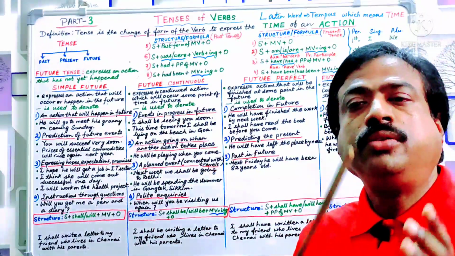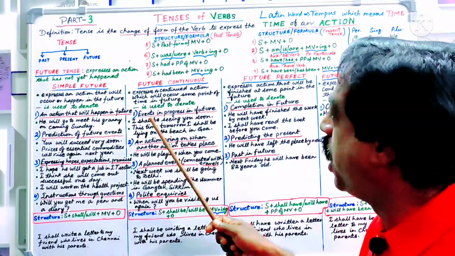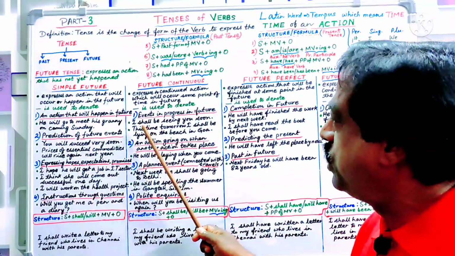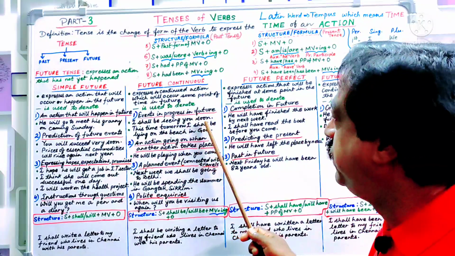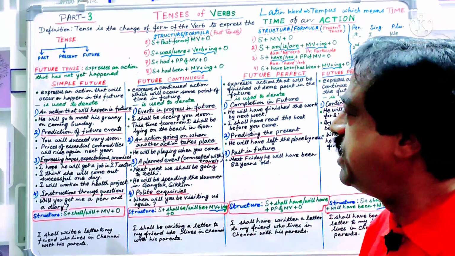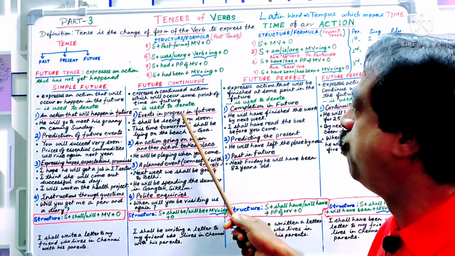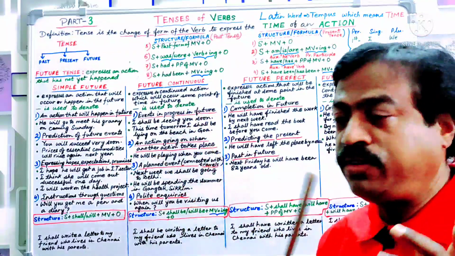I have written two examples with regard to this. The first one is, I shall be seeing you soon, which clearly tells you the event that will be in progress in future.